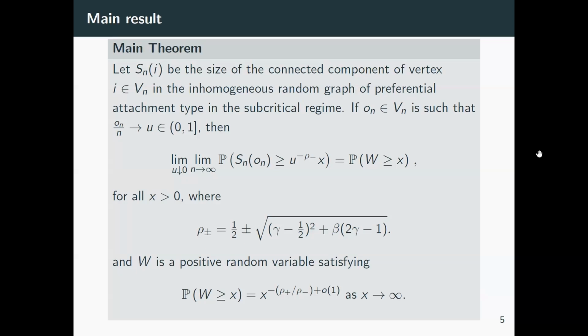We can't look at a fixed one. And then we have the following limiting result. So we go through it slowly. If we look at the size of the connected component of these typical vertices On and scale the size by u to the power of rho minus, and rho minus is an explicit constant which we can calculate in terms of gamma and beta. It's just nice to know that we know it explicitly. And if we first send n to infinity, so we're looking at this in the graph limit, and then let u go to 0, so we're looking at the connected component of early typical vertices where this u gets smaller, then this converges in distribution to some random variable w.